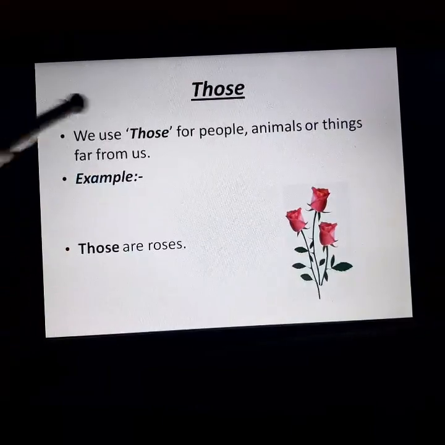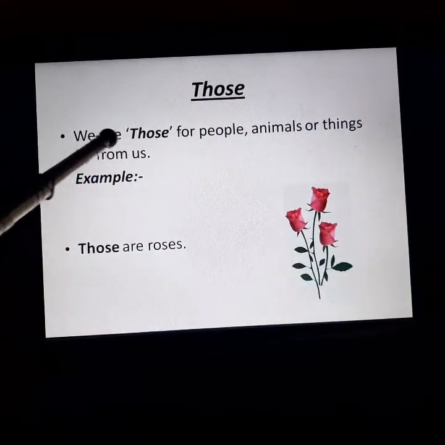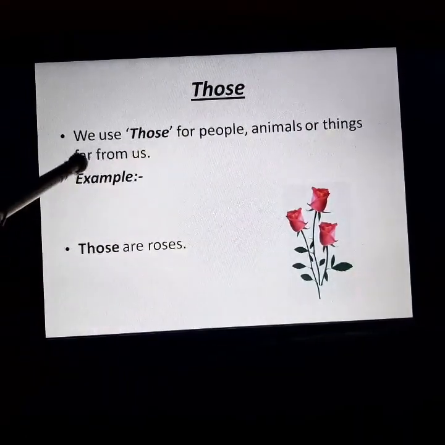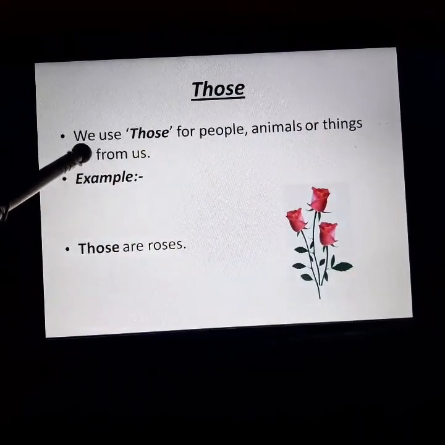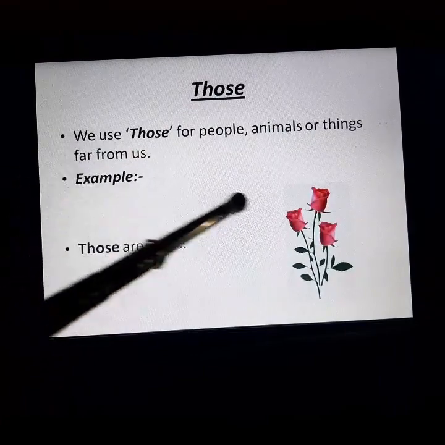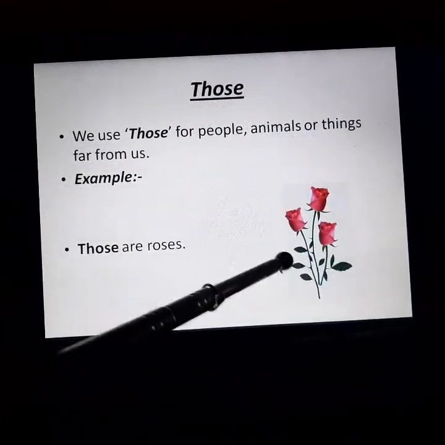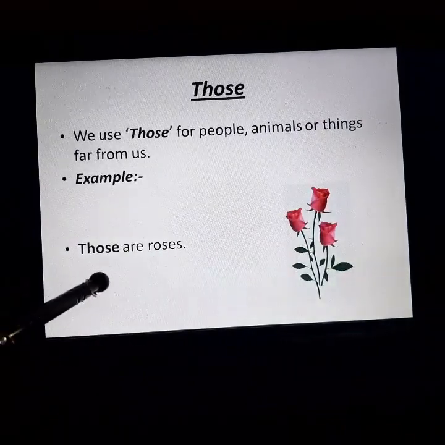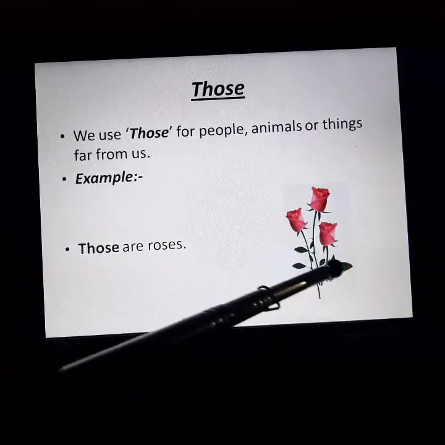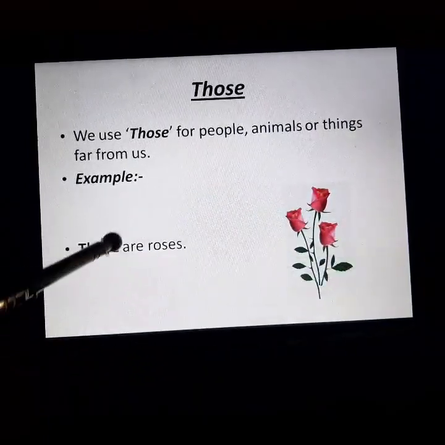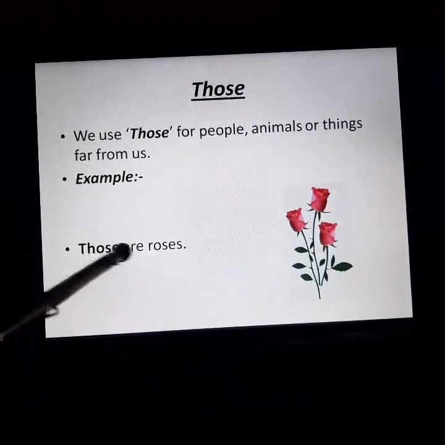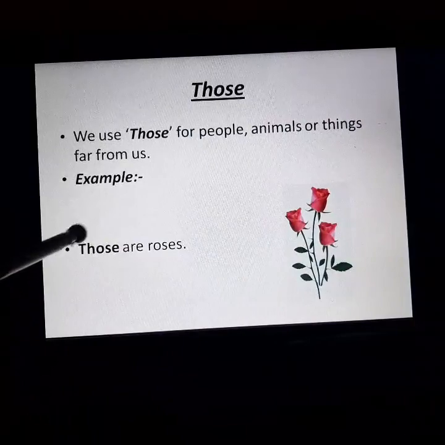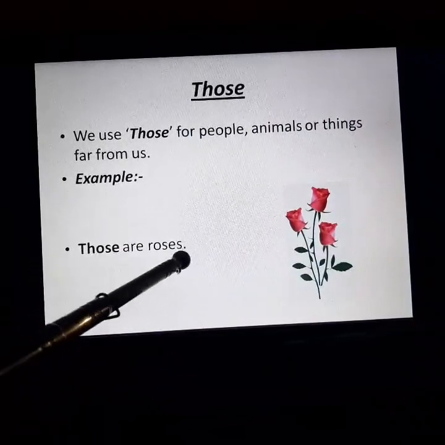Now let us see, where do we use those? We use those for people, animals or things that are far from us, that are not near us. Now we have a picture of a rose. Now this rose is not near us. It is far from us. And there are more than one rose. So we are going to use those. Those are roses. It is far from us. So we are using those. Those are roses.